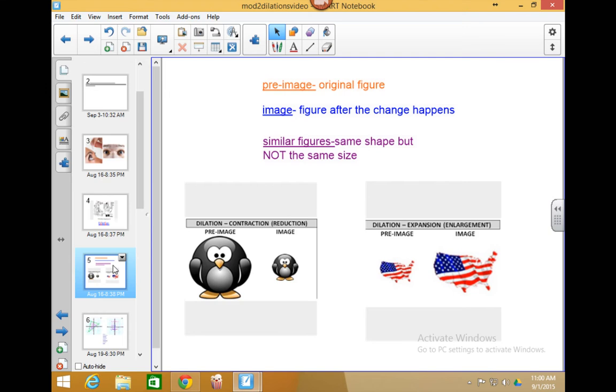I have a couple of vocab words here that I'd like you to write down. Pre-image is the original figure. Image is the figure after the change happens, and similar figures are the same shape but not the same size. So you see I have two different dilations here. One is a reduction where the pre-image was dilated and the image became smaller. And then I have an enlargement where the pre-image was smaller and they enlarged it and the image became large.